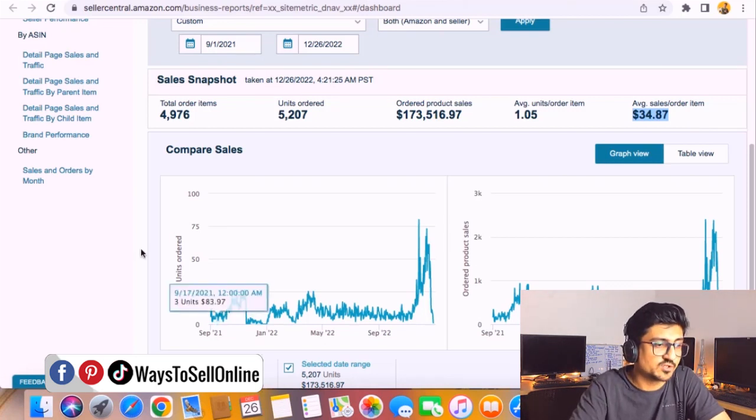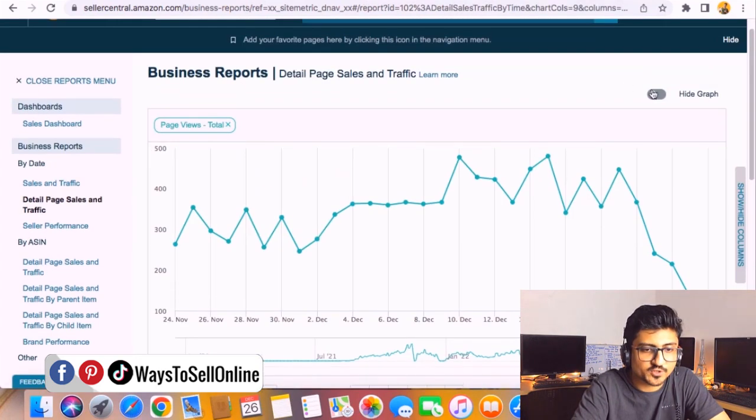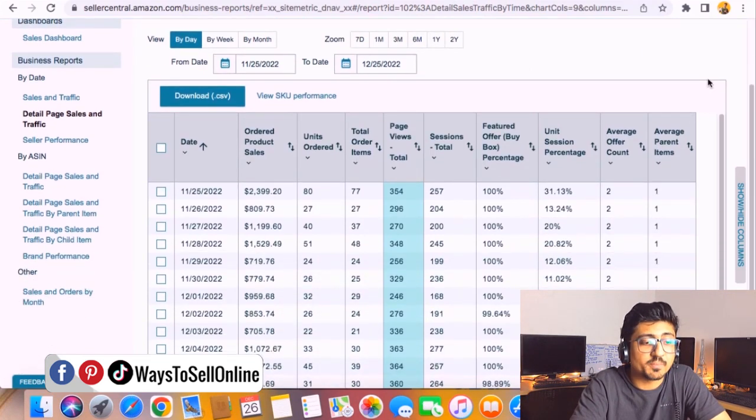For that, let's go to this tab on the left side and click on Detail Page Sales and Traffic. And from there, let's turn off this graph. And here you can see that this tab is giving me the data for each and every date. So for example, you can see this is 25th November, 26th November, 27th November, and in all of these columns, it is giving me the data for each and every date. Like on this date, I got this much revenue, this many units sold, this many visitors visiting my shop, and this conversion rate.